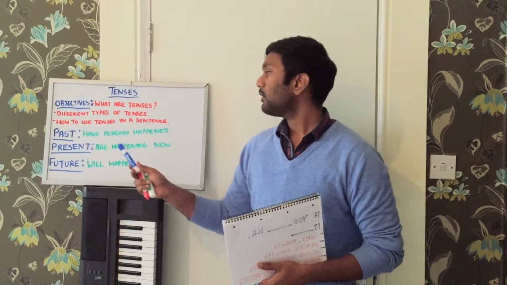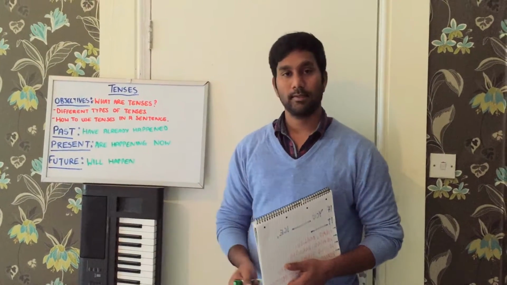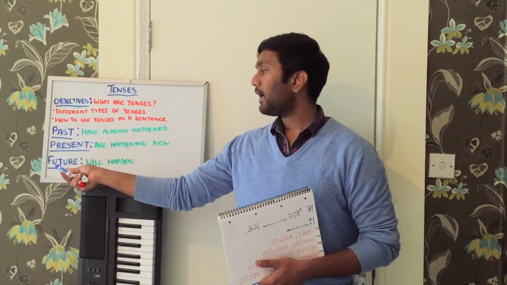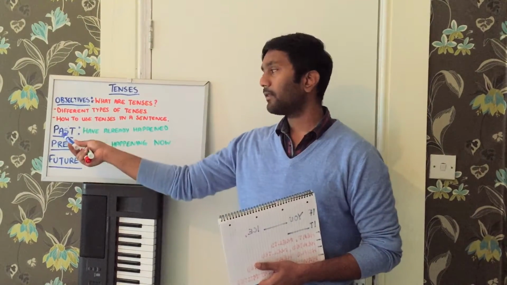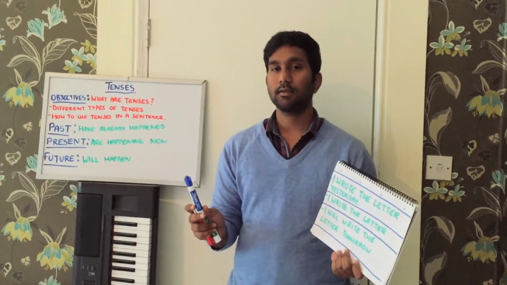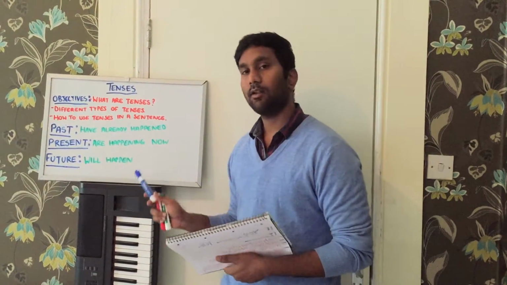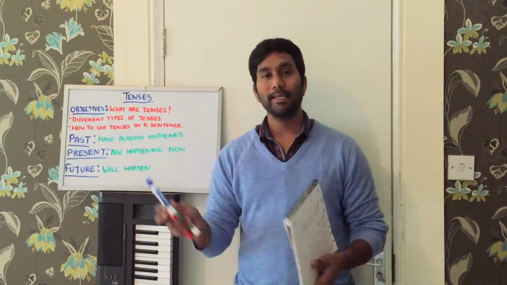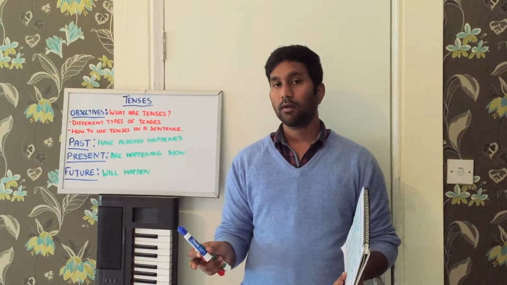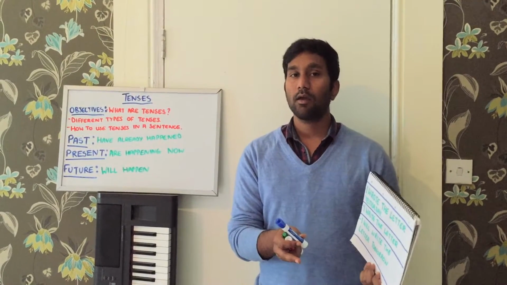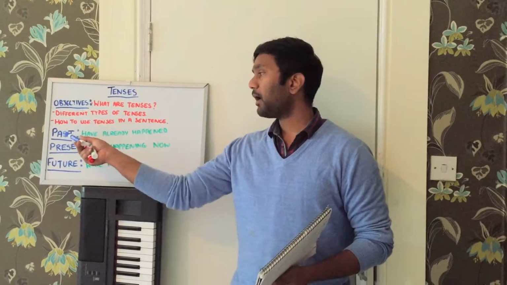So let's take the first three basic tenses: the past tense, the present tense, and the future tense. So let's look at the past tense. So what can define a sentence in the past? Let's look at it. Have already happened. So basically, an action or a moment which has happened yesterday or any time before today is considered as past.